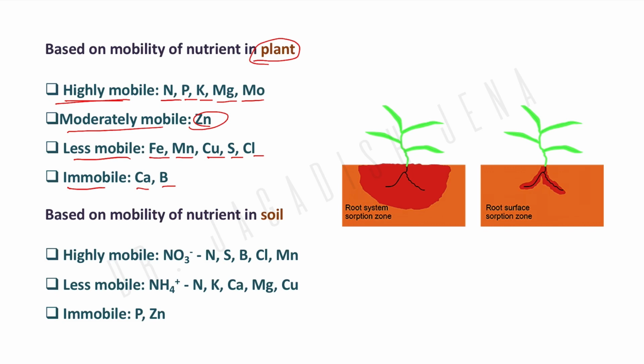Based on mobility of nutrient in the soil, there are again 3 types of nutrients. One is highly mobile, like nitrate nitrogen, sulfur, boron, chlorine and manganese.